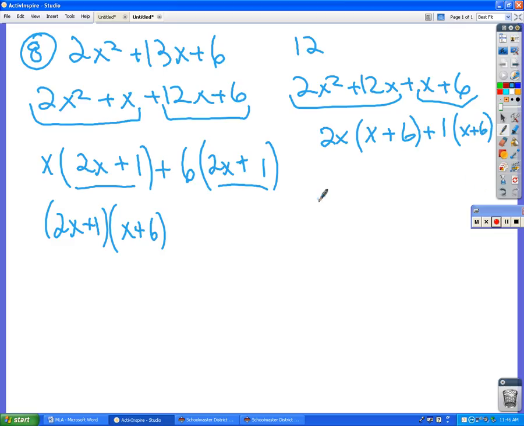So what's inside the parentheses? And then what's outside the parentheses? Same thing as over there. Okay? All right? Nate, did you see what you did wrong? What did you do wrong?